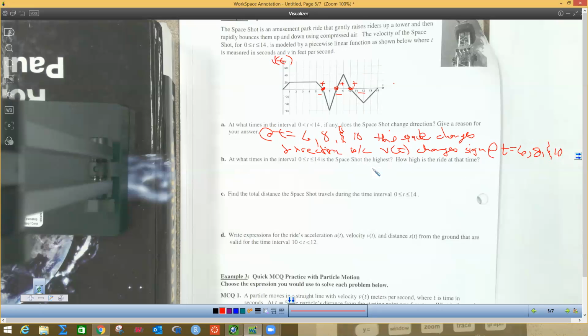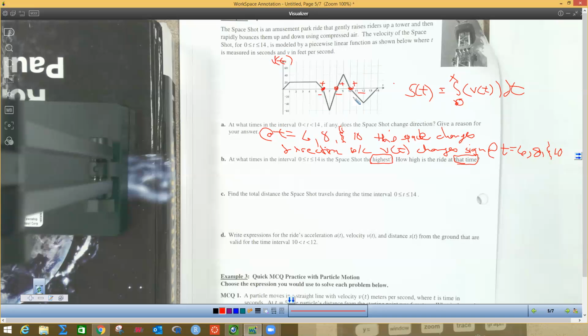Second one says at what times from 0 to 14 is the shot at the highest. Now this is the absolute max. How high is the ride at that time? Okay, so this is the position function, which means I'm doing an integral. Well, at time 0, this thing is going to be at 0 because that's where the ride starts. So the position of this object is going to be the integral from 0 to some x of velocity dt.